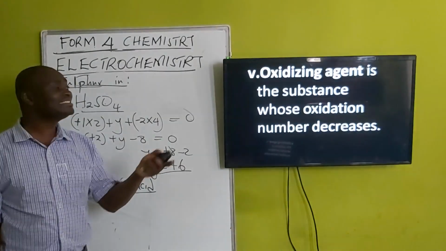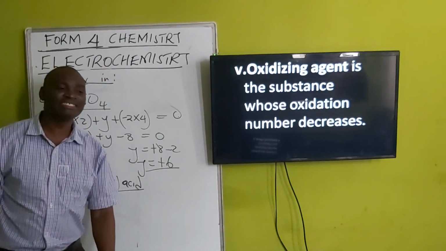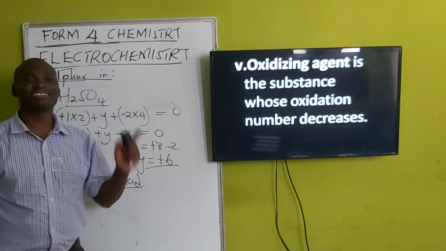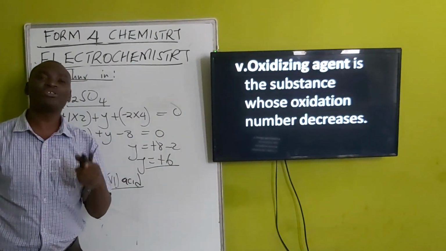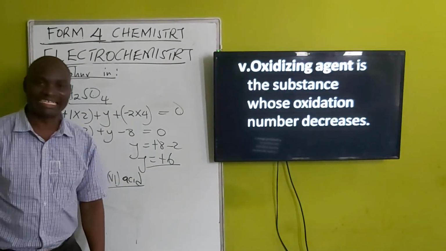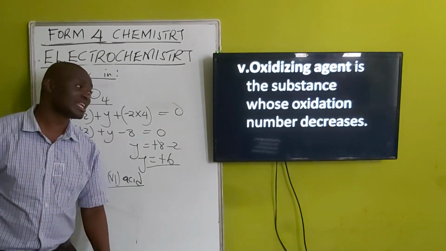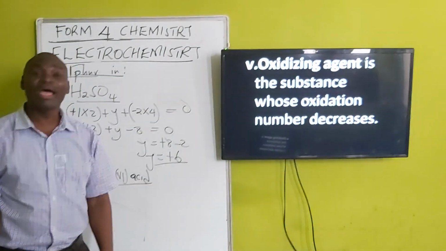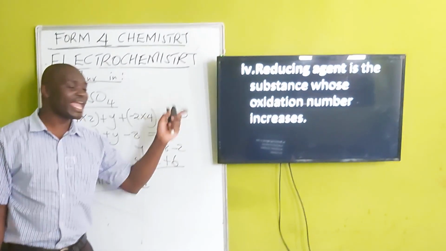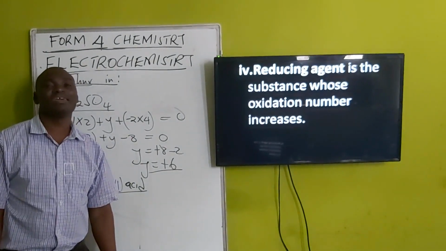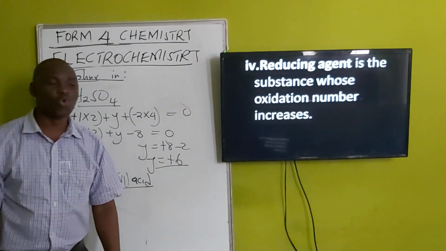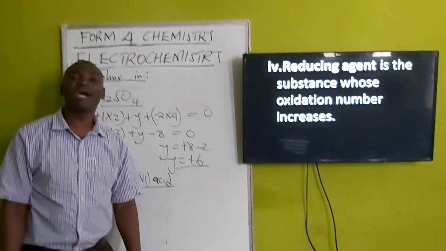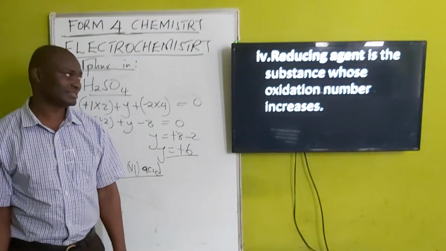Therefore, an oxidizing agent is a substance whose oxidation number decreases, while a reducing agent is a substance whose oxidation number increases.